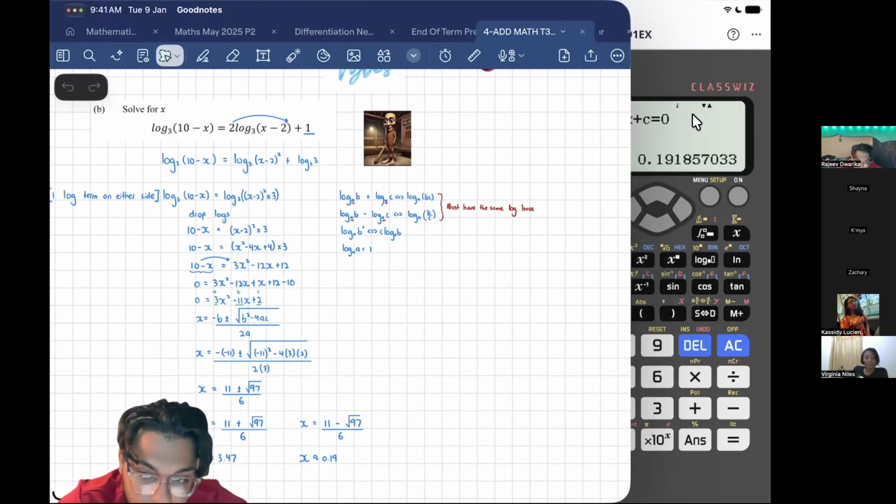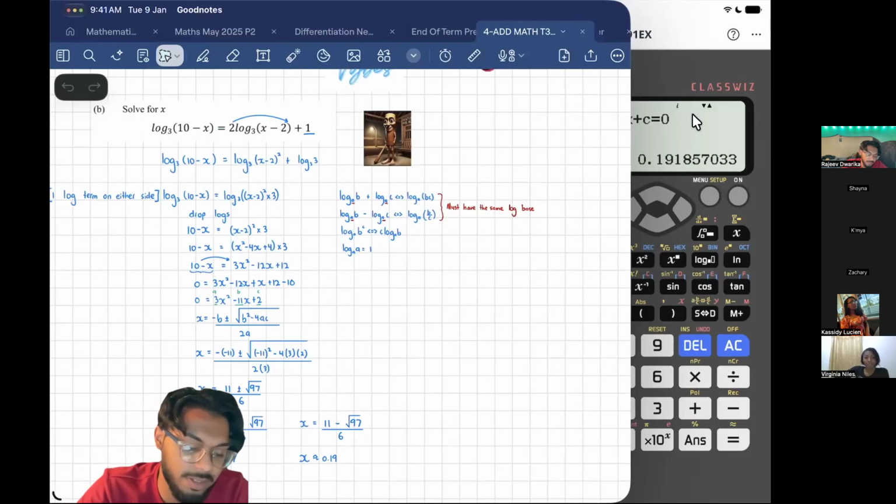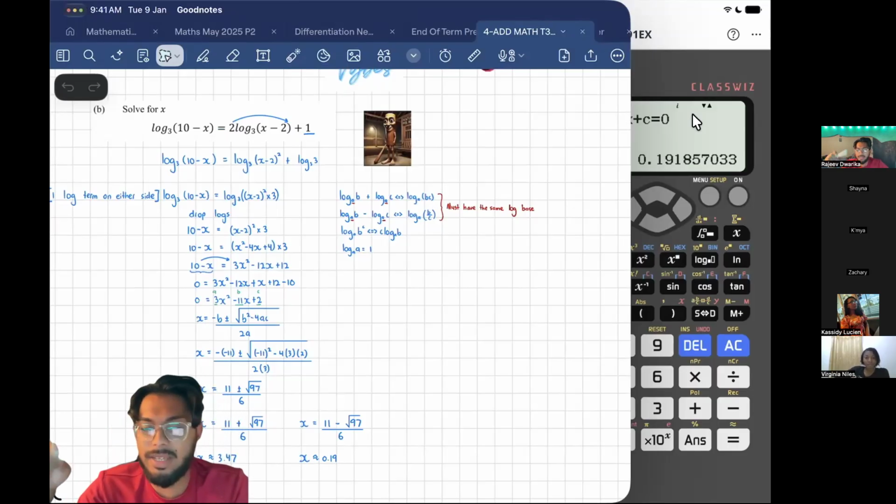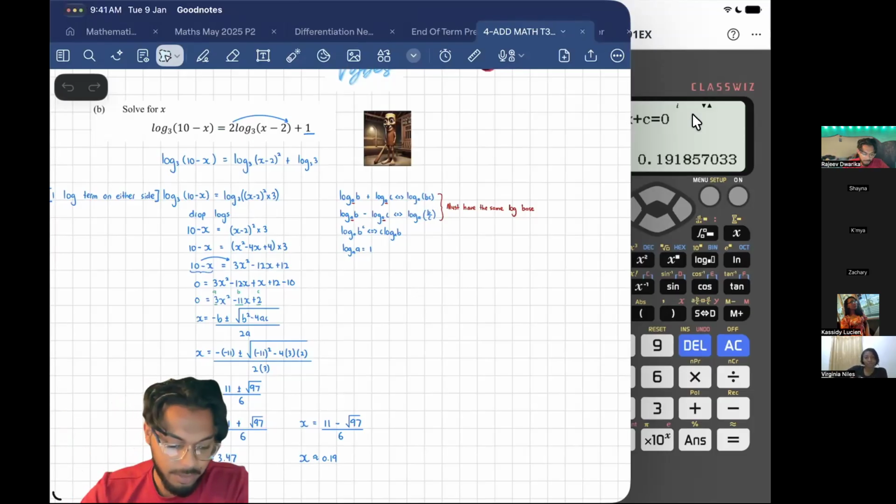Wait, I figured it out. Because one of them is x minus 2, and if you do 0.19 minus 2, you'll get a negative value, and you can't do that for logs. Exactly. Remember, logarithms tell you what power you have to raise a number to get the argument. Is there any power you could raise a number to get a negative number? No, sir. That's illegal. So you can't find the log of a negative number.